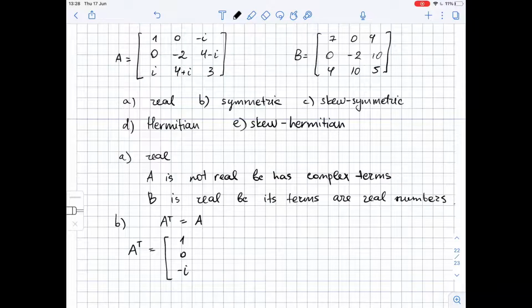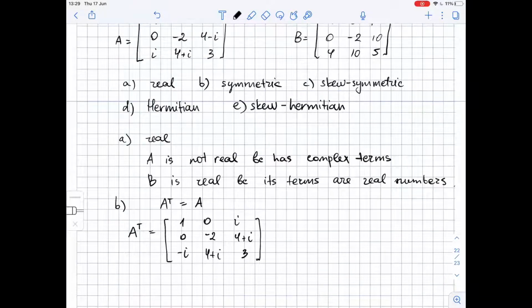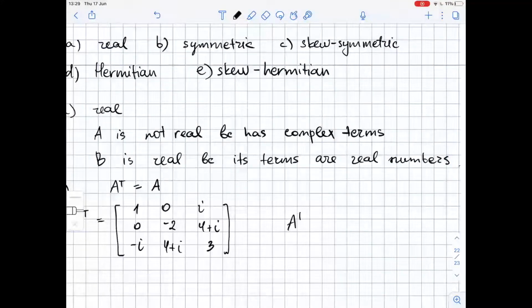1, 0, negative i, then 0, negative 2, 4 plus i, and then i, 4 plus i, 3. As we can see, matrix A is equal to its transpose, because all the terms stay the same. So that means that the transpose of matrix A equals A, so matrix A is symmetric.